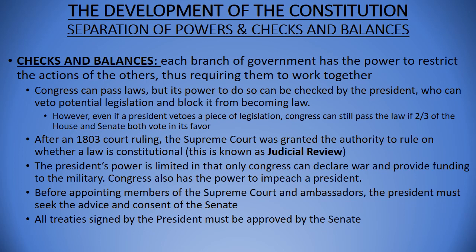The president is limited because the Congress has to declare war. They have to provide funding to the military and approve the military budget every 2 years. And Congress, notably, also has the power to impeach a president. The president can appoint Supreme Court and federal justices and judges. They can appoint ambassadors. However, the Senate has to advise and consent and approve of all of those justices, judges, and ambassadors. And all treaties signed by the president also have to be approved by the Senate.